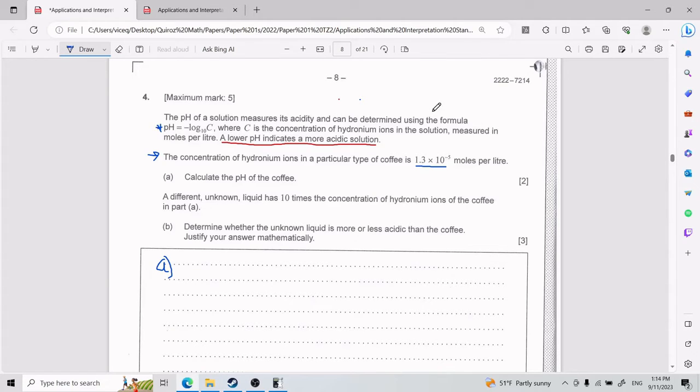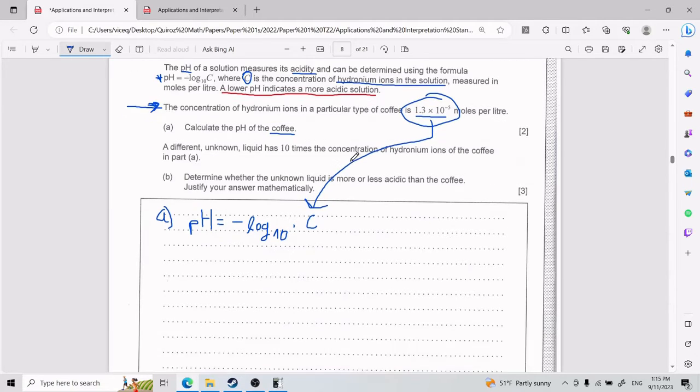See? It's a formula that helps us determine the pH, or in other words, the acidity of something. So pH equals negative log base 10 times C. And what was C again? C is the concentration of hydronium ions in the solution. And so for coffee, what is the concentration of hydronium ions in coffee? Well, it tells us here that the concentration of hydronium ions in a particular type of coffee is this number. So this number, we can plug it in there, and we will find the pH for coffee.